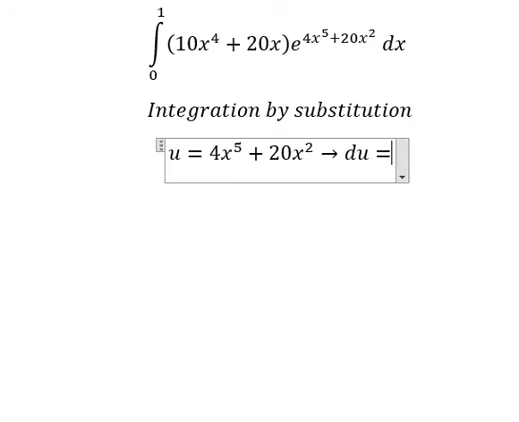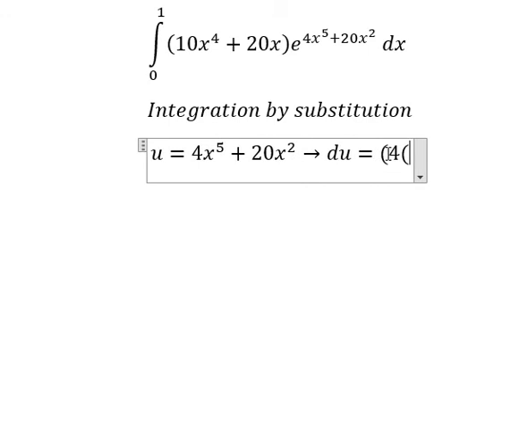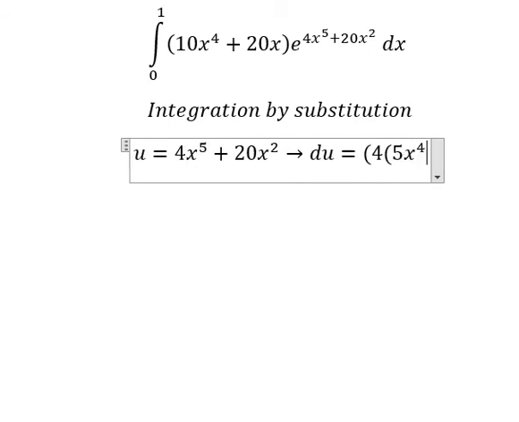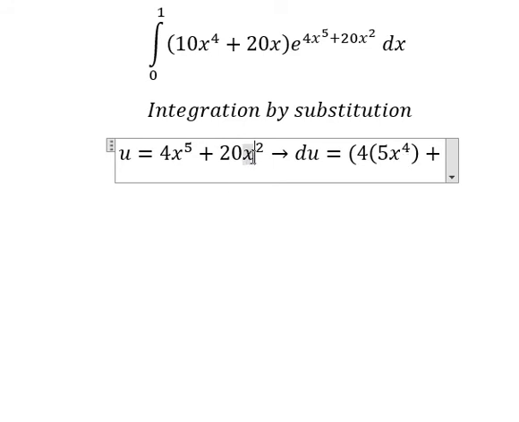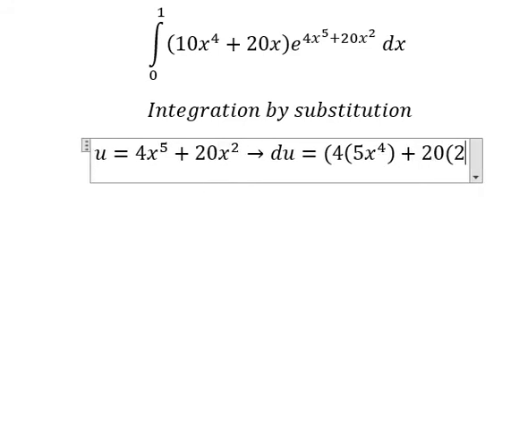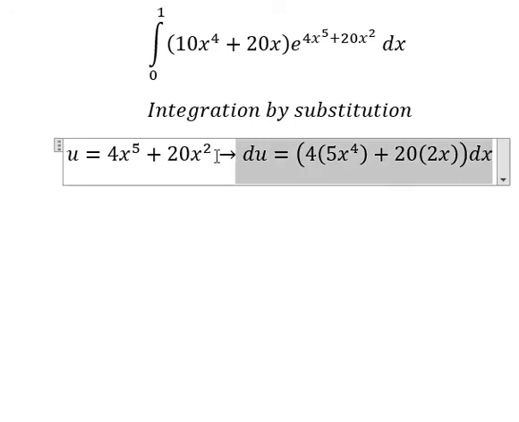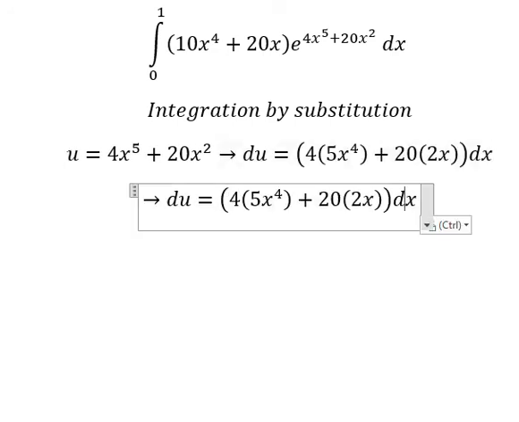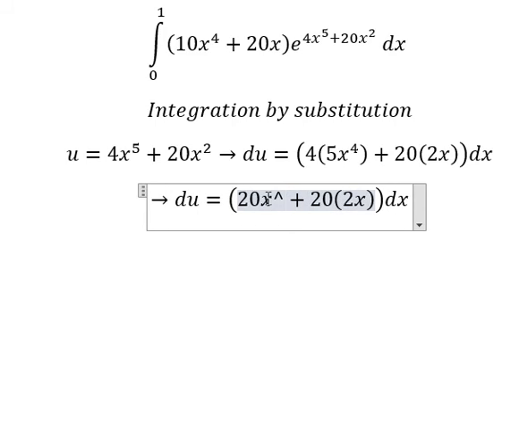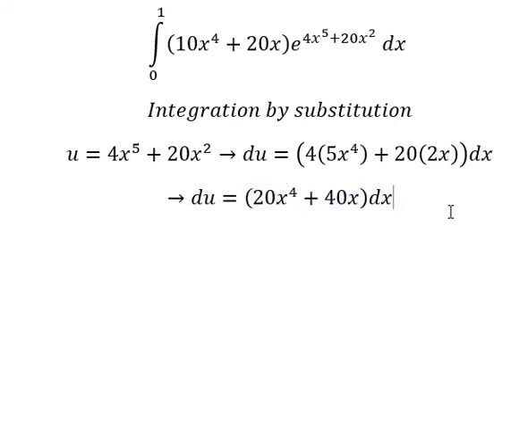Later, we need to take the first derivative of both sides. This one, we have 5x to the power of 4. This one, we have 2x. Next, this one, we have 20x to the power of 4. This one, we have 40x.